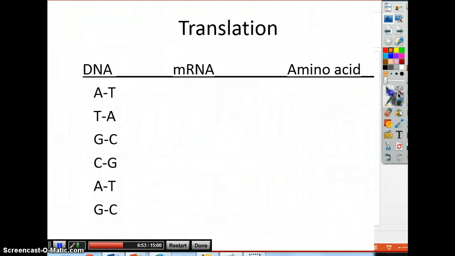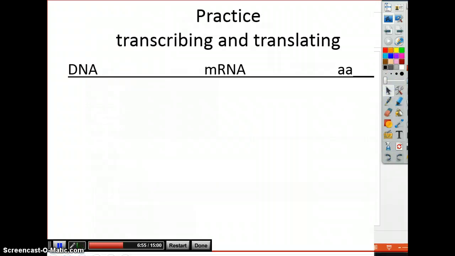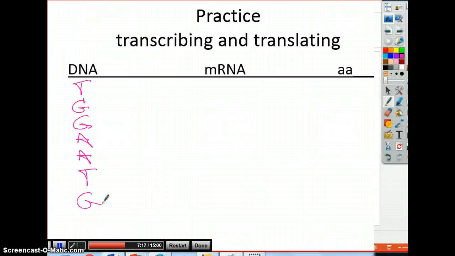And I think that is it for today. Oh, nope, we have one more practice. Okay, so let's say I gave you some DNA, and I'm just going to write out one strand of the DNA. I'm not going to write out 2 strands, just one strand. Okay? We are going to make some messenger RNA from that.